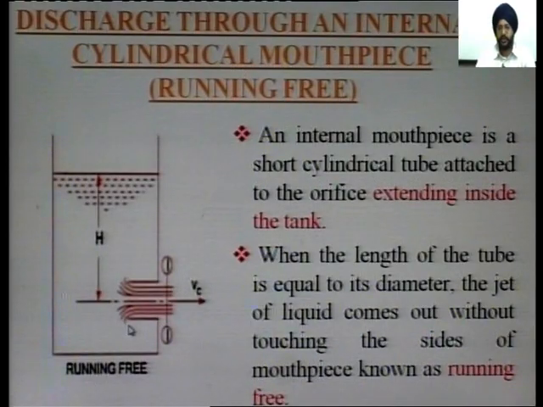When the length of the tube is equal to its diameter, repeating once again, when the length of this tube is equal to this diameter, in such cases the jet of the liquid comes out without touching the sides of the mouthpiece. You can see this gap here and here. These gaps show that this is the running free condition. This condition is called the running free condition when the length of the mouthpiece is equal to its diameter, and the liquid coming out of it is not touching the sides of the mouthpiece.